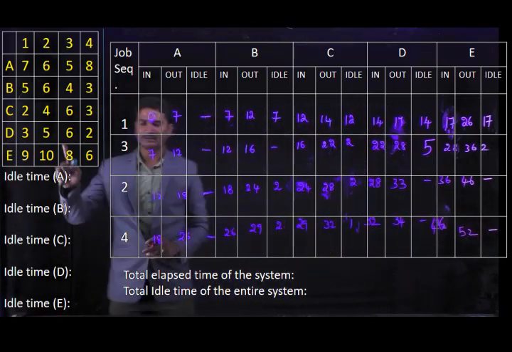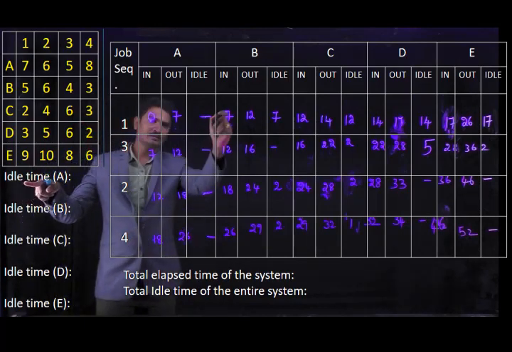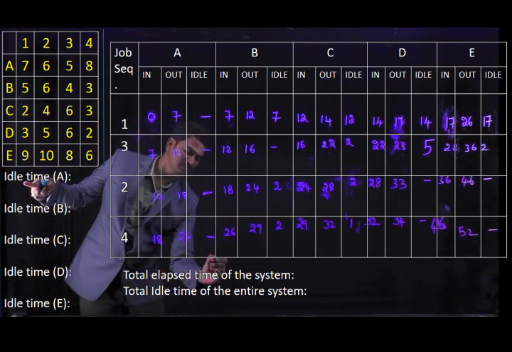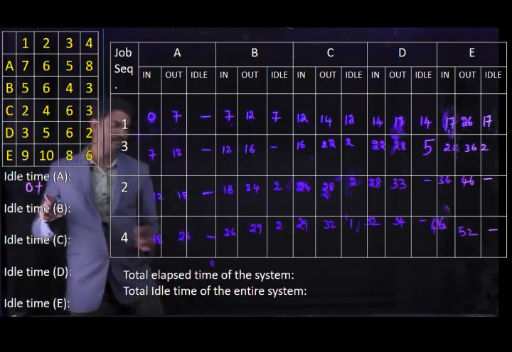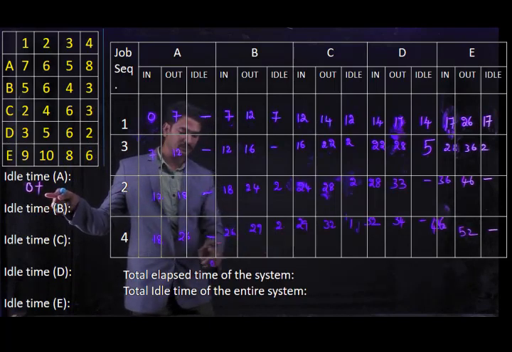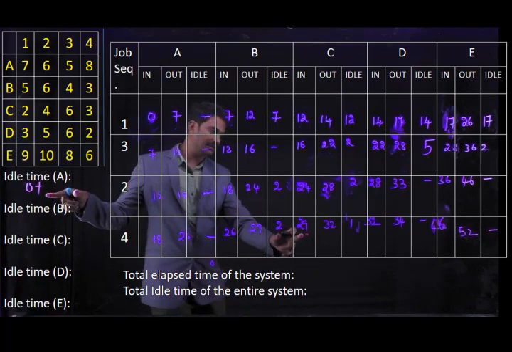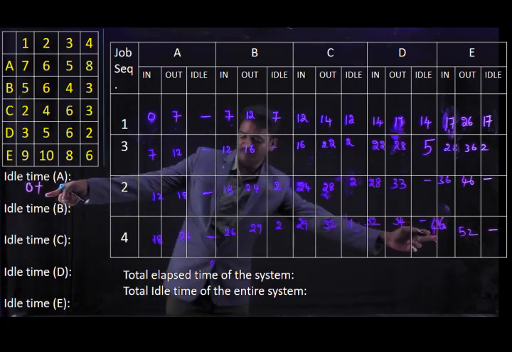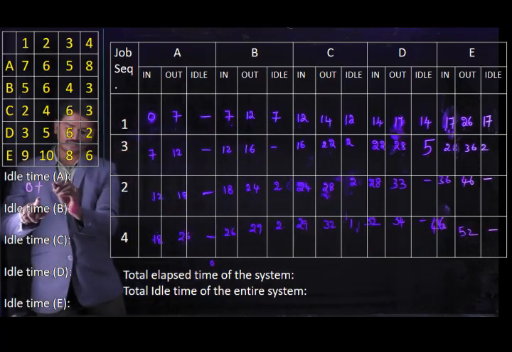Coming to the A, what is the idle time? Here there is no idle time. It was 0 plus, here we are going to take the difference between these two. Here it was completed at 26, but the next job was started at 29, and here also 46. The difference between 26 and 46 is 20. So job A idle time is 20 hours.